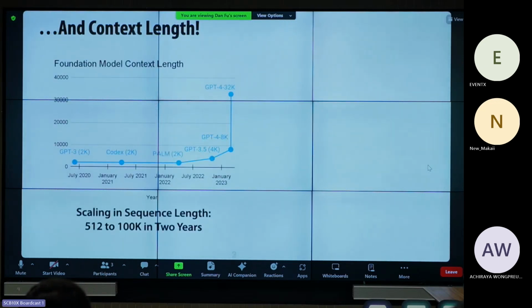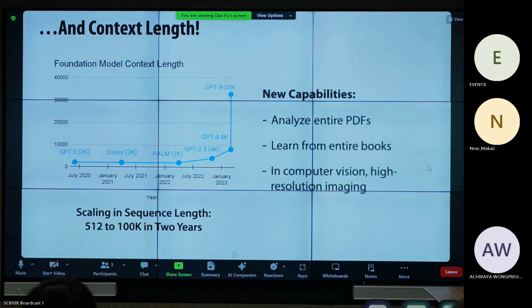Models are also scaling a lot in context length. Over the past 2 or so years, they've gone from only being able to take in around 500 tokens at a time to now GPT-4 can take 100,000 tokens. That's brought along new capabilities. Now you can upload an entire PDF to GPT-4 and have it analyze it. Maybe it'll be able to learn from entire books or entire training manuals. In computer vision, long context means high resolution imaging, which is particularly important for medical applications where you might need the high resolution to find abnormalities.